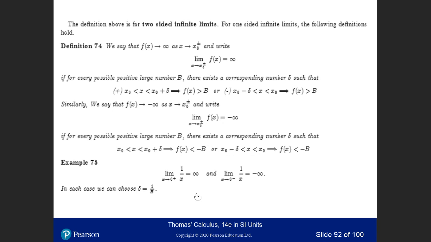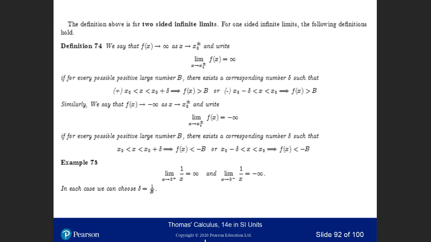Okay, so let's go back to the 1 over x function. Now, if x goes to 0 from the right-hand side, this number is positive and the limit is infinity. The function grows too much. When x goes to 0 from the left-hand side, 1 over x is a negative number and it goes to minus infinity. For this, it's enough to choose delta equal to 1 over b.